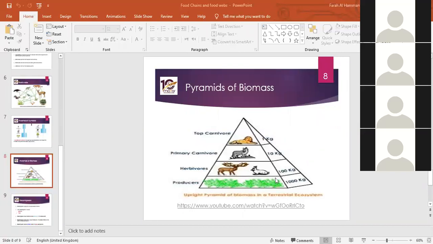You don't measure it. You just understand that it's a regular pyramid. Why do producers have the largest biomass? Because in a given area, if I take all of the producers from that area, not one, all the producers, and I measure their mass, I will notice that it will be larger than the mass of herbivores. Why is this? Because producers have the largest amount of energy, so they use a large amount of this energy for growth. Herbivores receive less energy, so by default, they will use less energy for growth, okay?